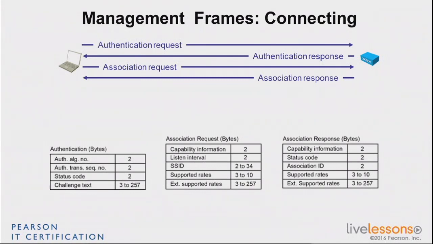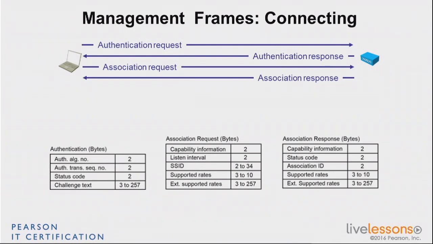When you look at the association, though, it's a bit more complex, right? Of course, you're going to say, this is the SSID I want to join. These are the speeds I can do, the data rates I support. And then you're going to add a few things about your capability, what you can do and cannot do. And there's a lot of things that can be said there, and it's beyond the scope of the CCNA.